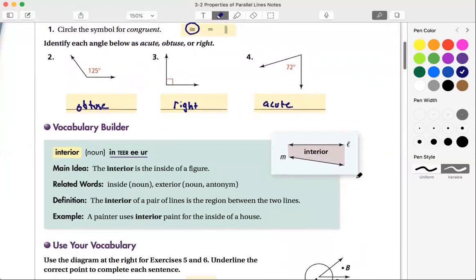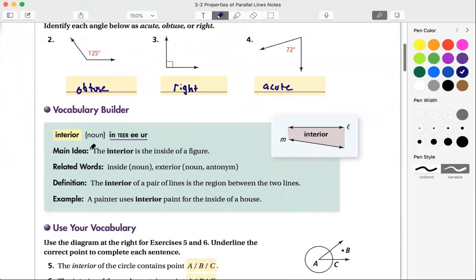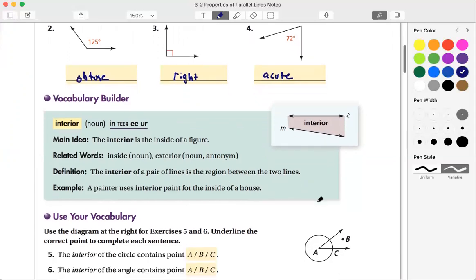Vocabulary builder. What is the interior? The interior is the inside of a figure. Some related words we might hear are inside, and the opposite would be the exterior. That is an antonym. The definition: the interior of a pair of lines is the region between the two lines. An example: a painter uses interior paint for the inside of a house.